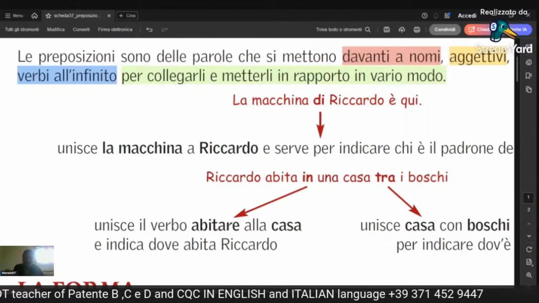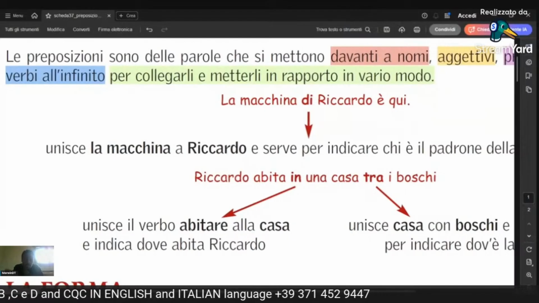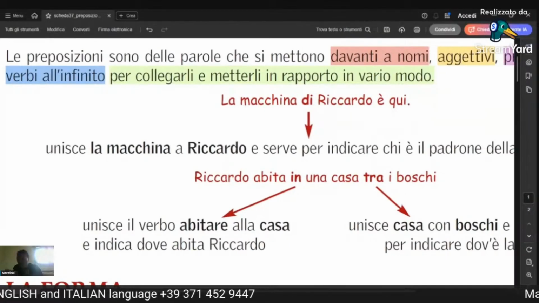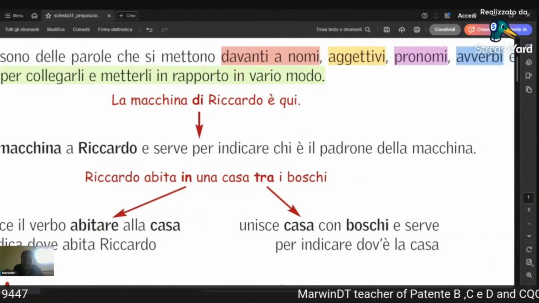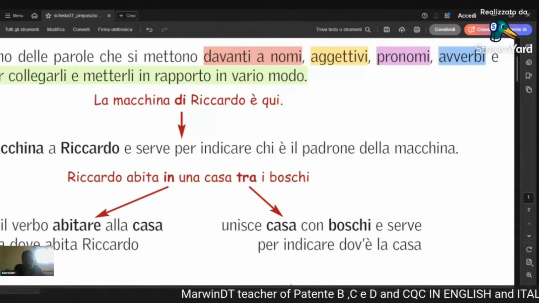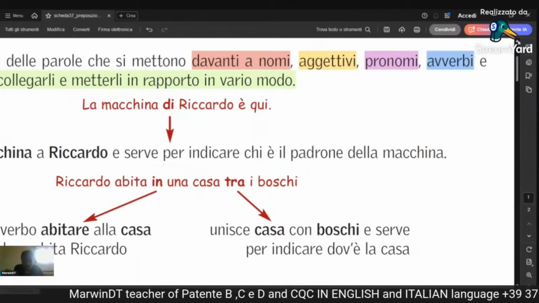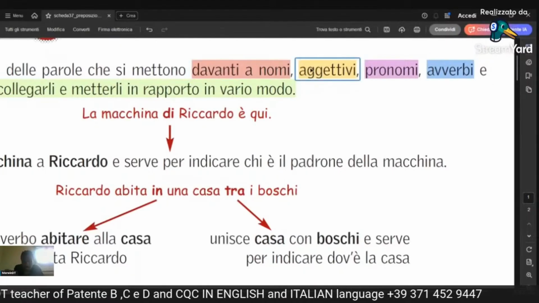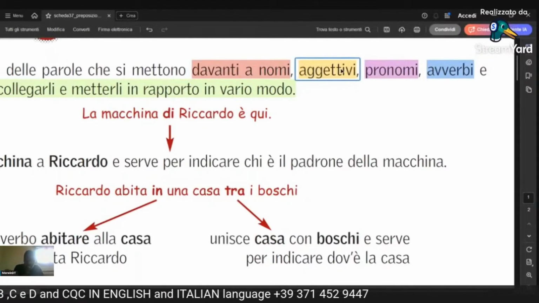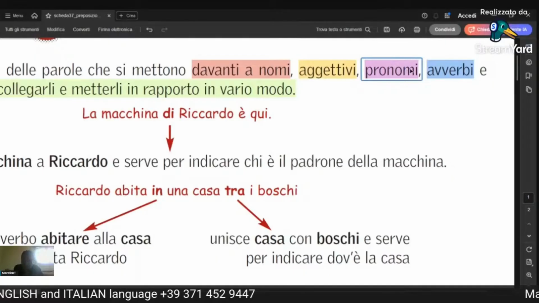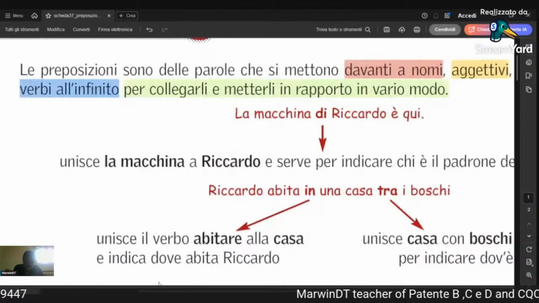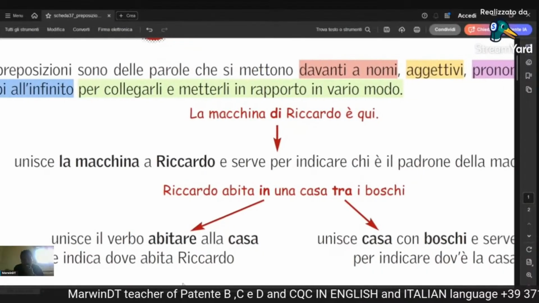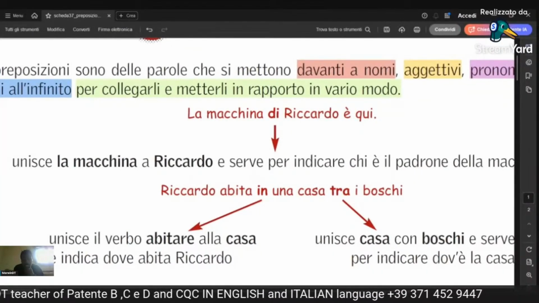So what are we talking about? So preposizioni, which is what we are going to see now, their main purpose: they are words used davanti a nomi. They are put in front of names. Nomi, names; aggettivi, adjectives; pronomi, pronouns; avverbi, adverbs; and then verbi, which are verbs. Now, what are they talking about? What's the meaning?